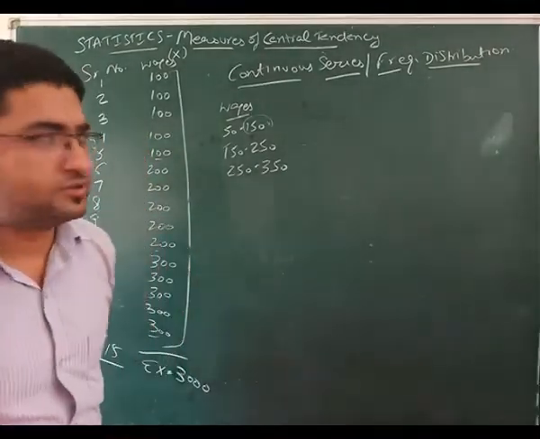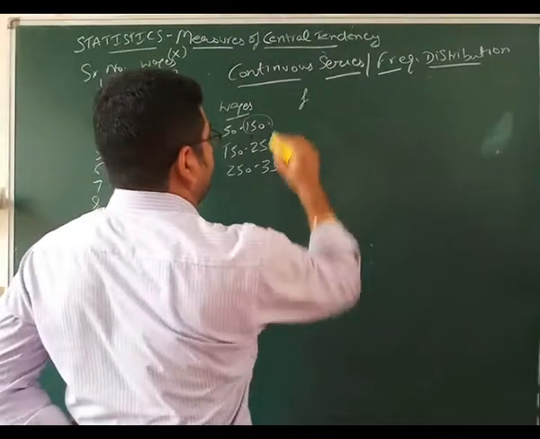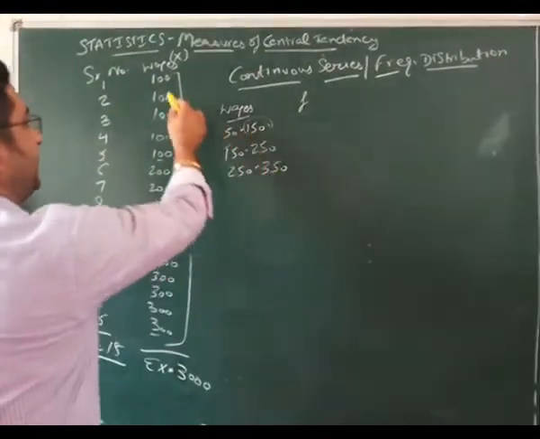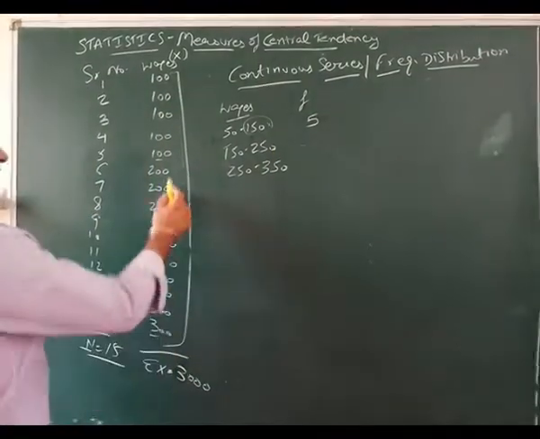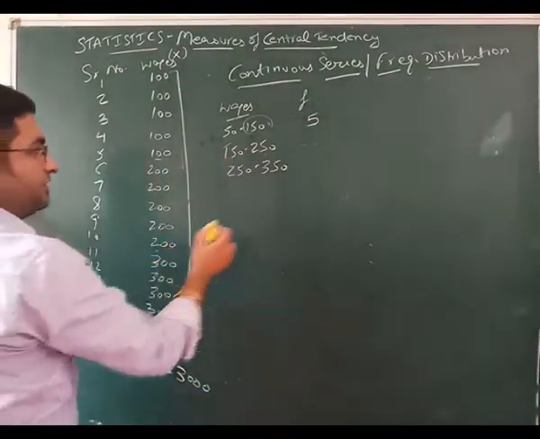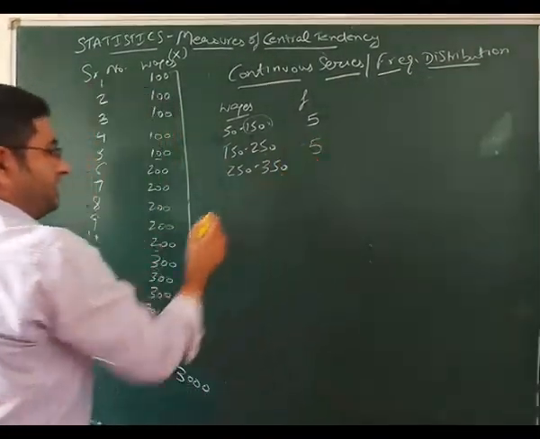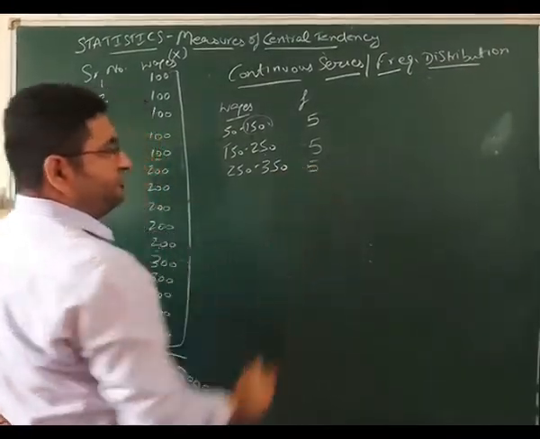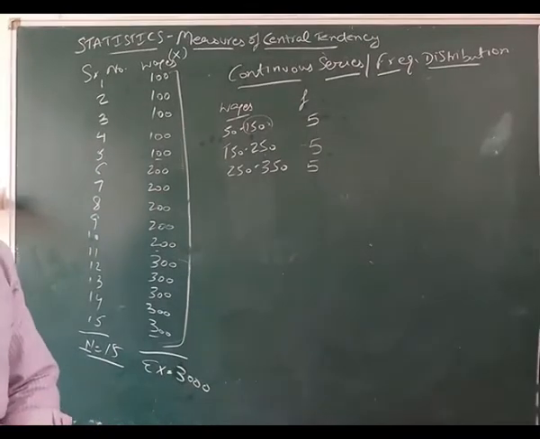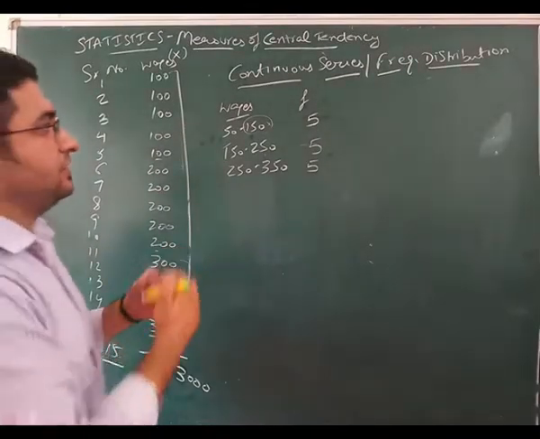Getting my point? So now the frequency. From 50 to 150, I have 5 people. From 150 to 250, I have again 5 people. And likewise, between 250 to 350, again I have 5 people. Getting my point? So now let's see what will happen.